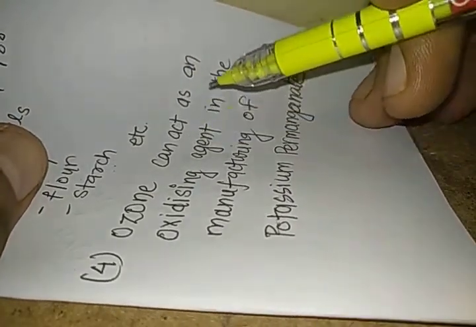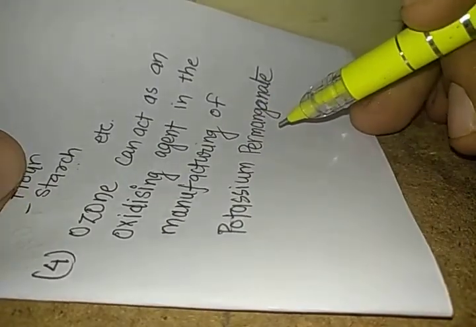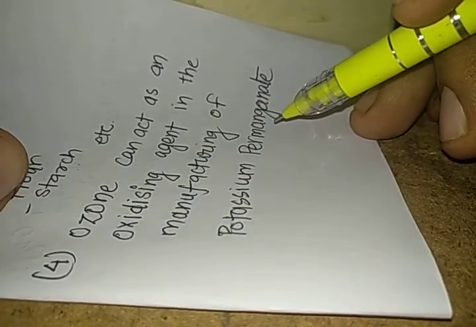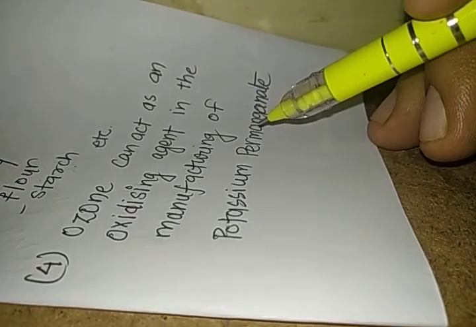Then ozone can act as an oxidizing agent in the manufacturing of potassium permanganate. Please remember, my dear students, that ozone acts as an oxidizing agent in the manufacturing of potassium permanganate.